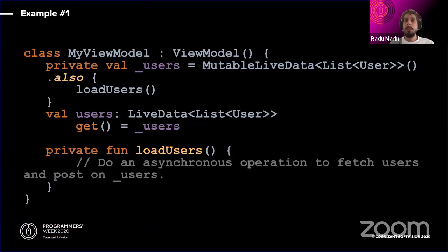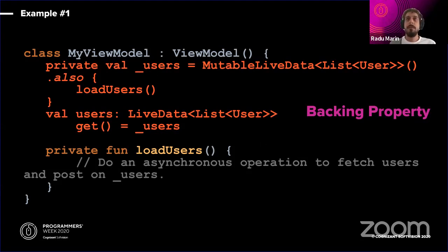We have a MyViewModel. We just extend the ViewModel class, right? Easy peasy lemon squeezy. We have a LiveData exposed to the outside world. If you haven't used it before, this is basically just a simple observable pattern that's lifecycle aware. So you don't need to worry about disposing it. Now, I don't know if you've seen this pattern before with underscore users. This is called a backing property idiom, right? So what it does, it's a form of encapsulation where you keep your data internally in your class mutable, but you expose it to the outside world as immutable.